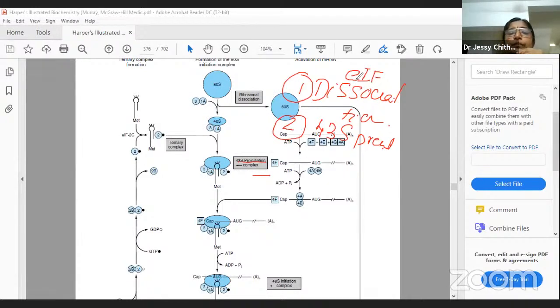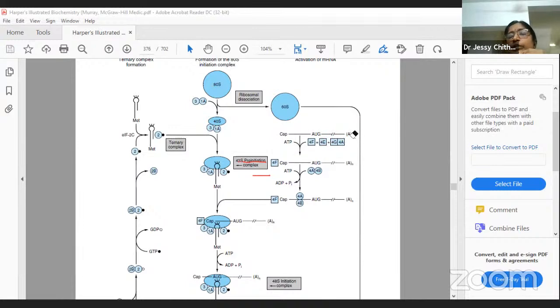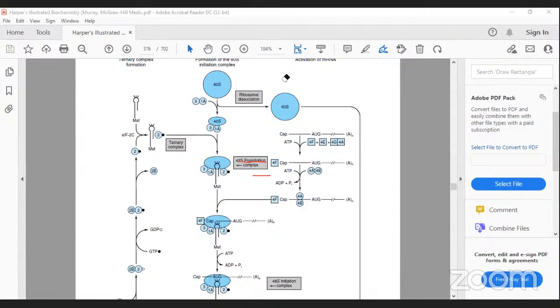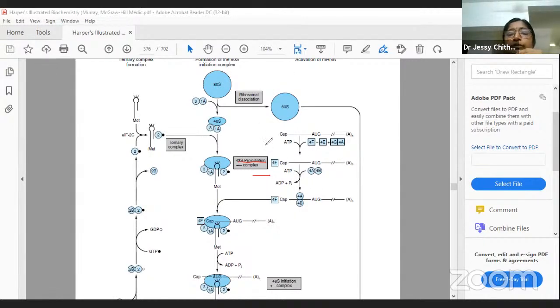Now comes the third step, formation of 48S initiation complex, to which the mRNA has to get attached. The complex secondary structure of mRNA has to be removed. The eukaryotic initiation factor 4F is composed of 4E, 4G, 4A complex. Understand? It will bind to the cap region.